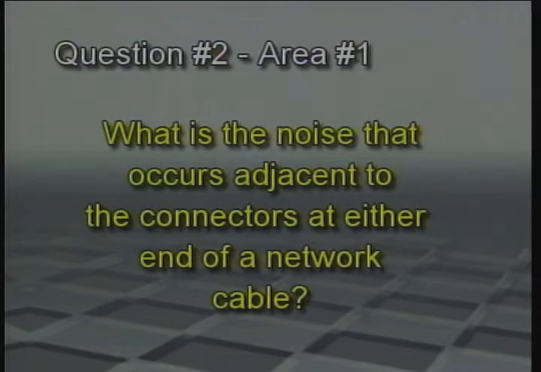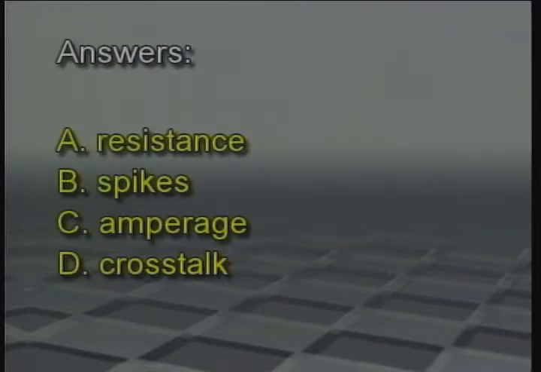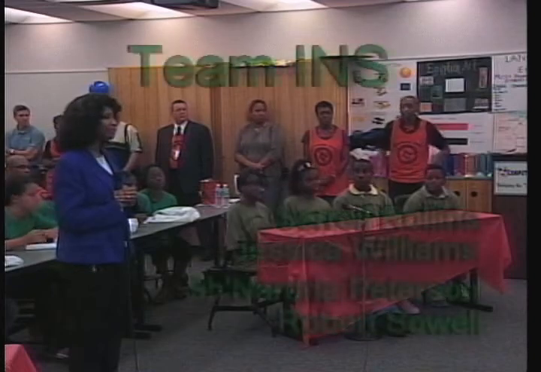Question number 2, over to INS. What is the noise that occurs adjacent to the connectors at either end of a network cable? Is it A, resistance, B, spikes, C, amperage, or D, crosstalk? D, crosstalk. That is correct.